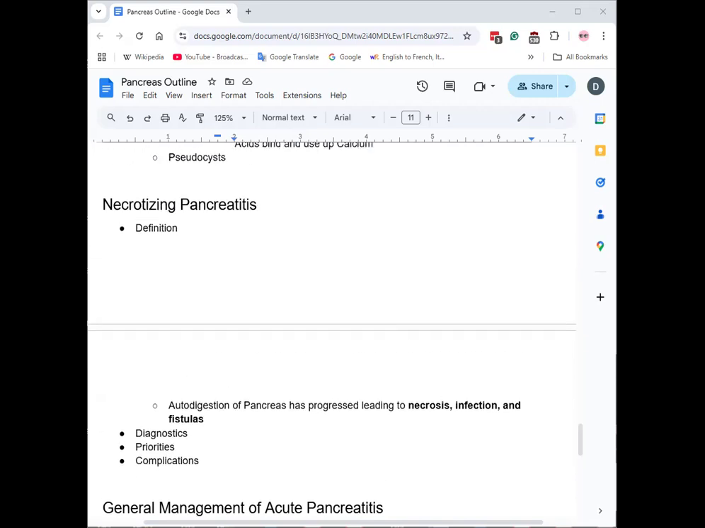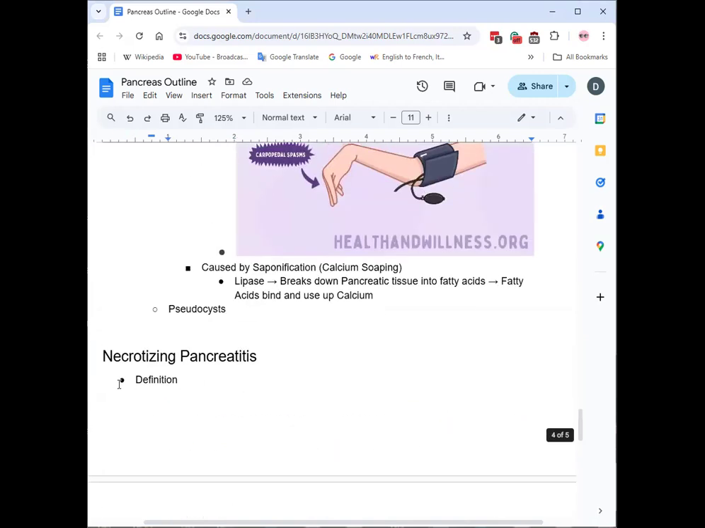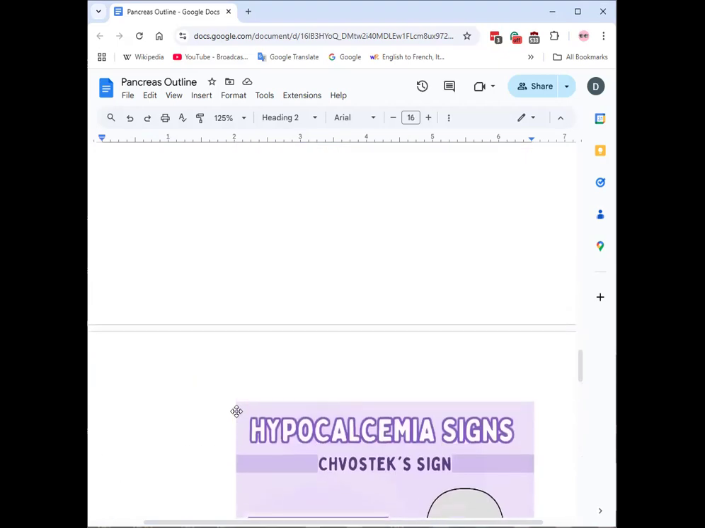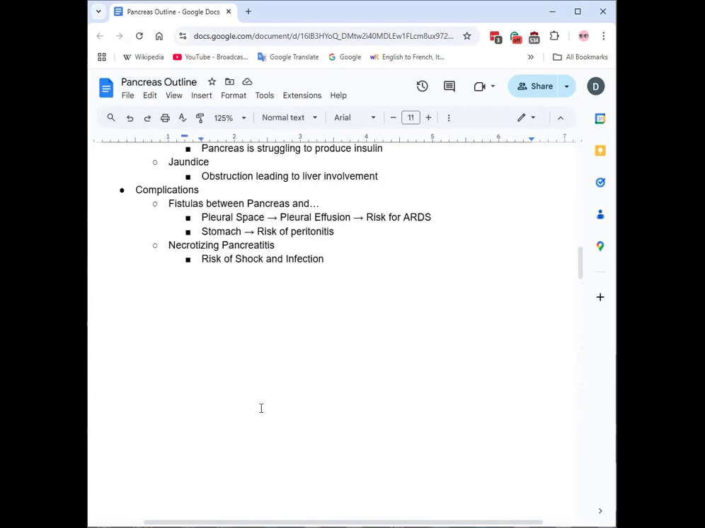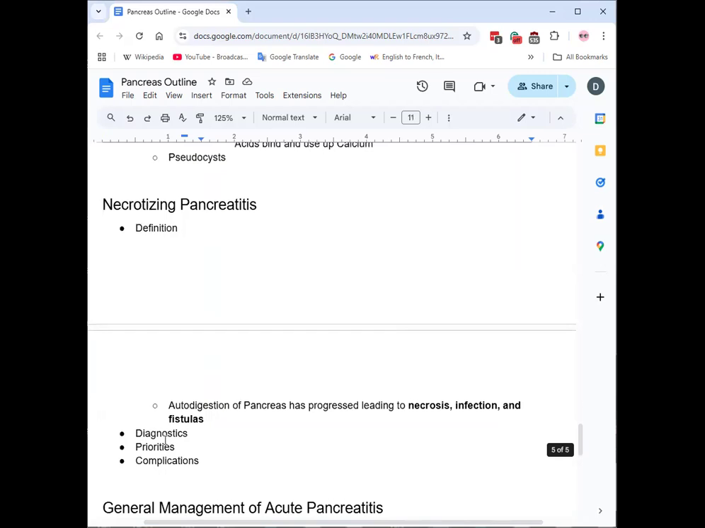Okay. So now moving on to necrotizing pancreatitis, we said it's due to that autodigestion, infection, necrosis, fistulas. So this is one of the main things causing some of this. The fistulas are caused by this because it's making its way through and leading to all this. But it has its own little section just because there's some specific stuff for it here.